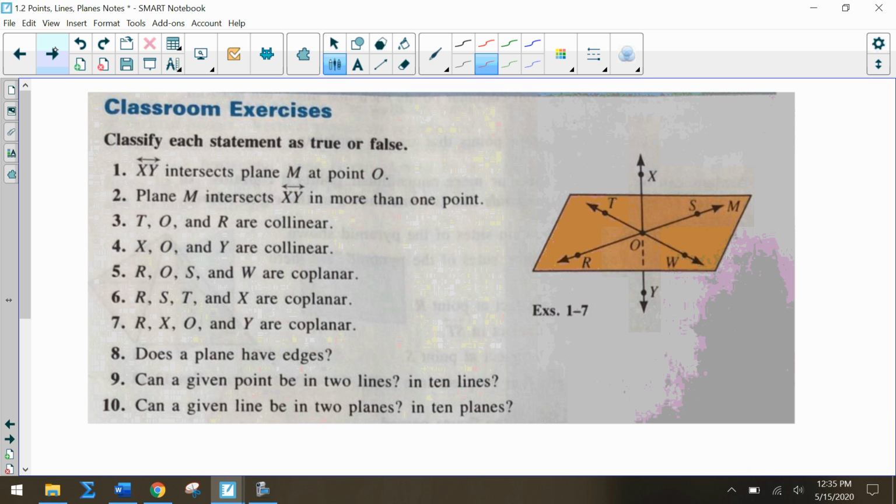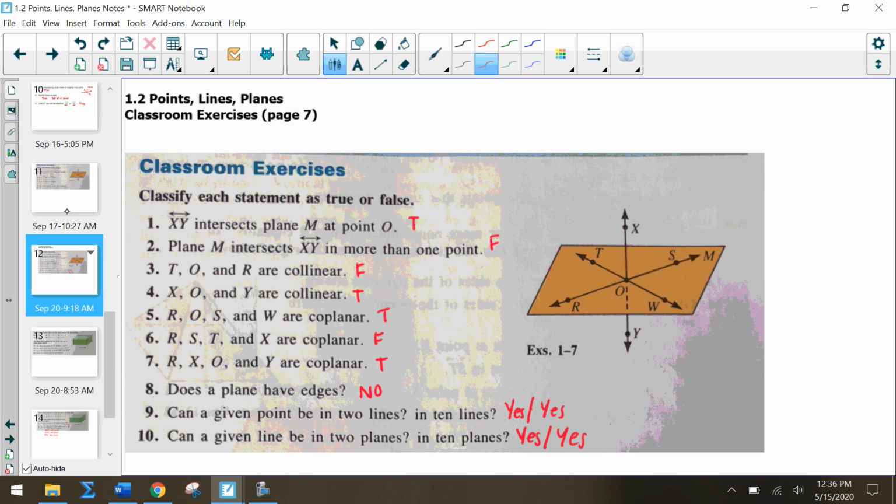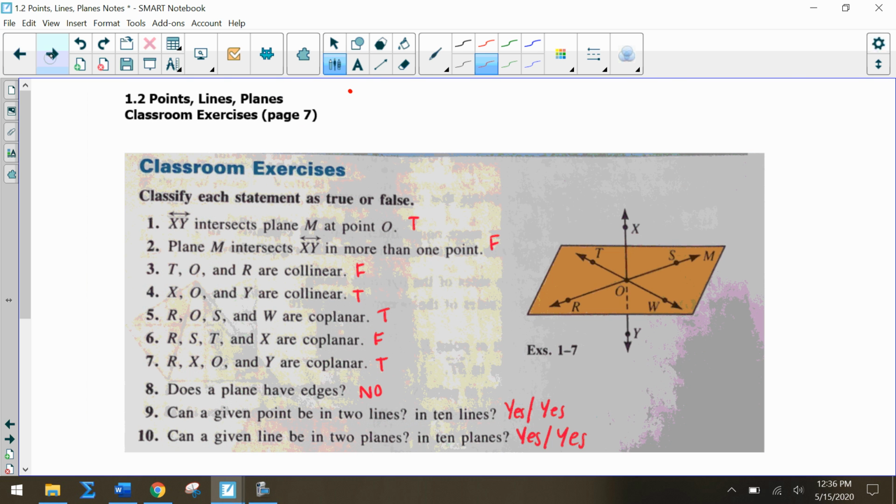Okay, so here are some classroom exercises you can go through. Pause the video, try out these few. You can do them out loud or however you want to, just to test your knowledge. So pause the video. So here are the solutions for those. Check your solutions to see how you did.